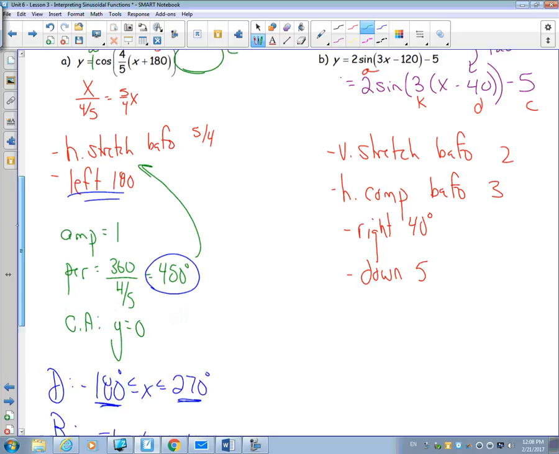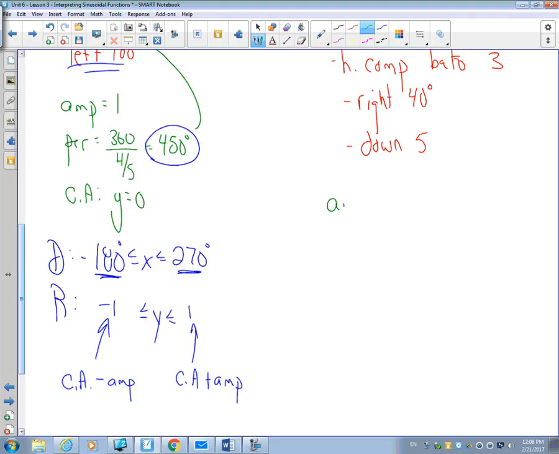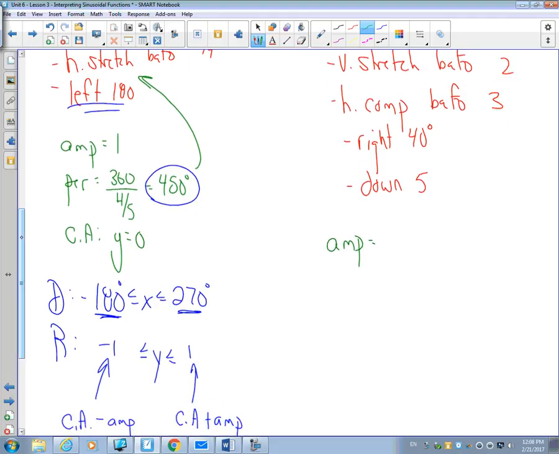Let's write down our properties. Our properties go with the transformation, right? So our amplitude, we said we stretched it, so our amplitude is now 2. Our period is 360 over k, and we compressed it. So we divide by 3, we get 120. Our central axis, well, we moved it down 5, so negative 5.